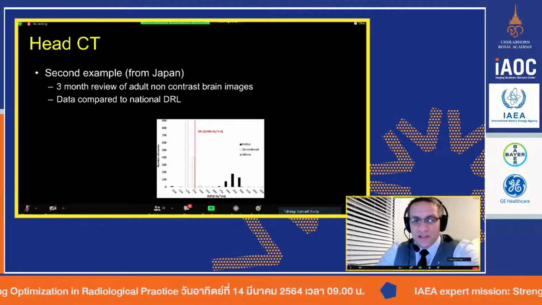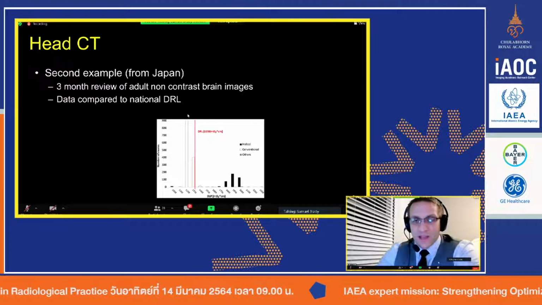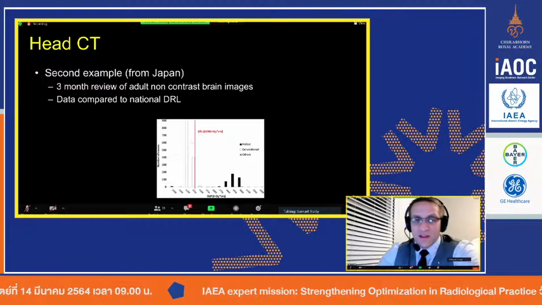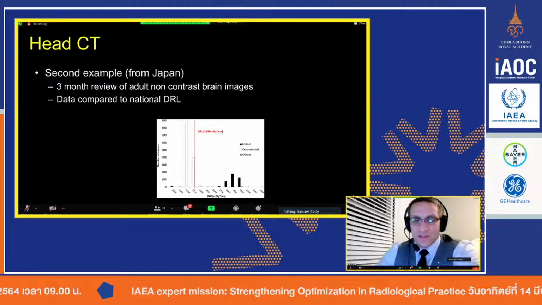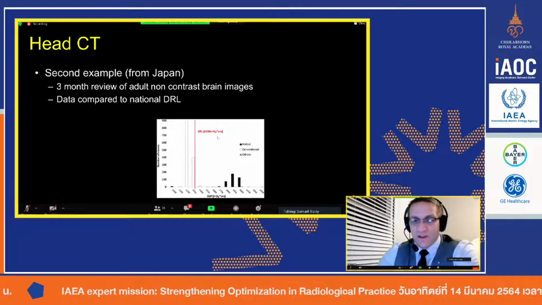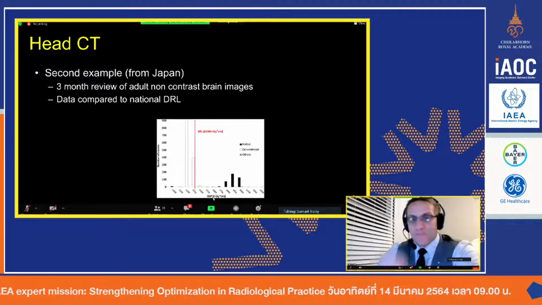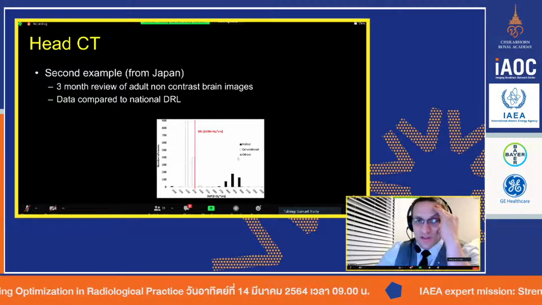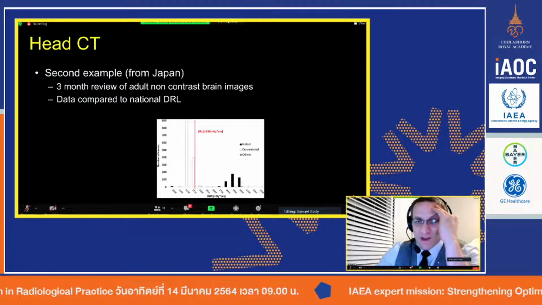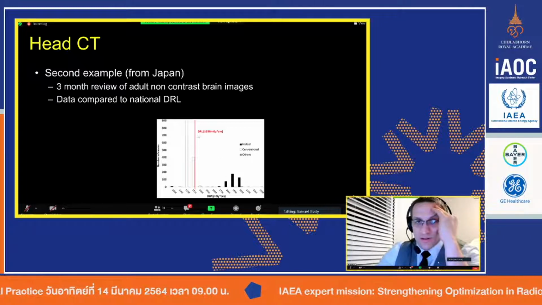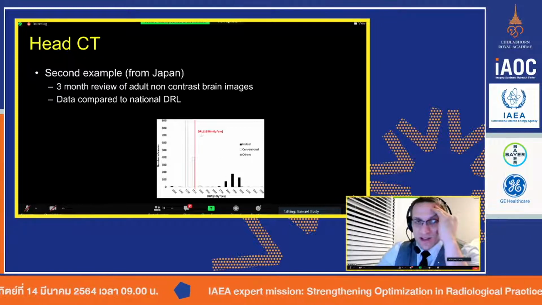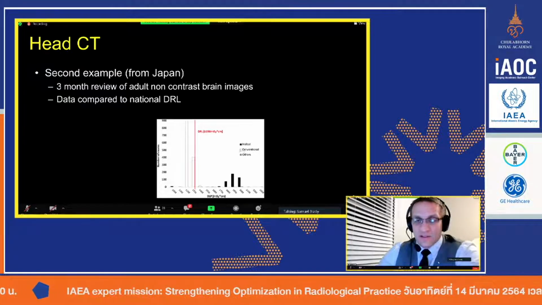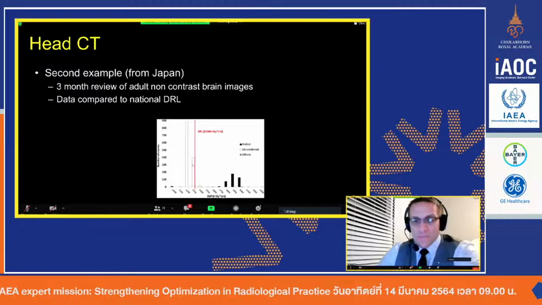And they just took the data and they wanted to compare it to their national DRLs. And these values, milligram per centimeter, this is the dose length product. So not volume CTDI, but these are DLPs. And here you can see for several protocols that used a helical acquisition, the values were statistically significantly higher than the national DRL compared to the conventional axial imaging that they did over here.